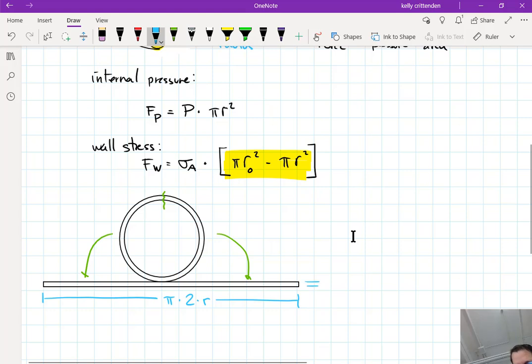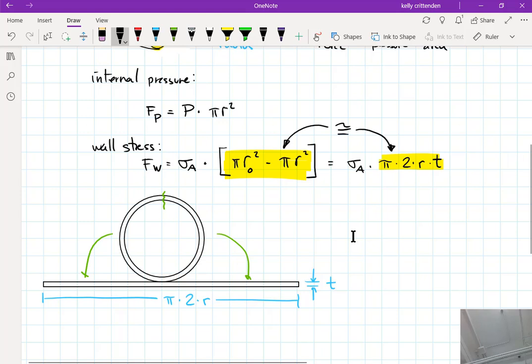And then times the wall thickness t. So I'm going to replace what I originally had, that was the correct way to calculate the area of a circle inside another circle, and I'm going to replace it with the approximation of sigma A times pi times 2 times r times t. So this part is more or less equal to that part, as long as it's a thin wall.